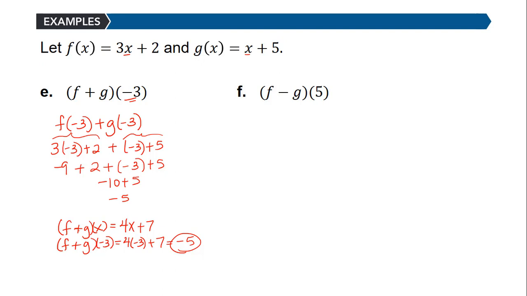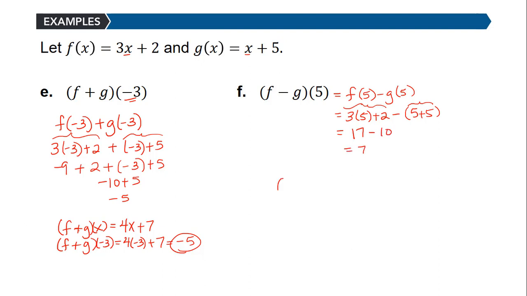And then part F is to find f minus g of 5, which we define to be f of 5 minus g of 5, which we could then replace x with 5 in each of the functions and subtract them. That would give us 3 times 5 plus 2 is f of 5. And then minus g of 5 would be 5 plus 5. So we would get 15 plus 2 or 17 minus 10, which is 7.